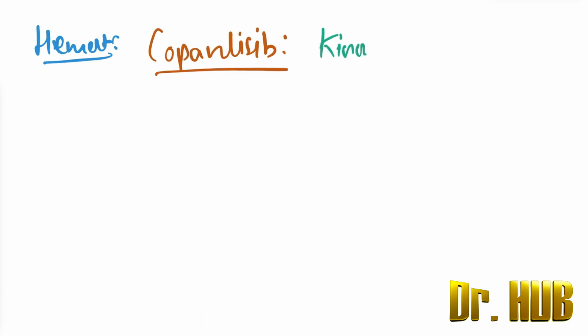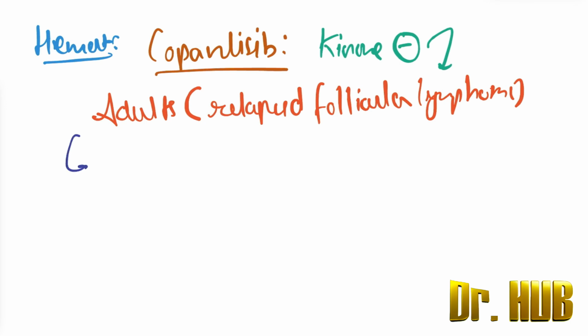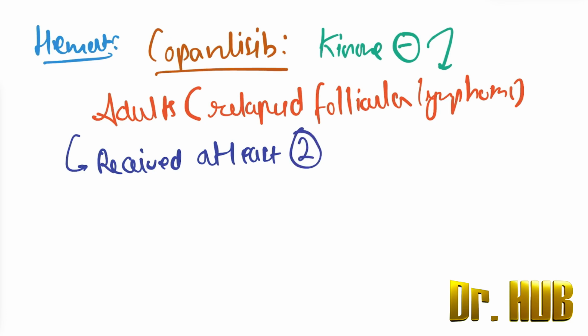Under hematology there is copanlisib. Copanlisib is a kinase inhibitor, and it is used to treat adults with relapsed follicular lymphoma, who have received at least 2 prior systemic therapies.